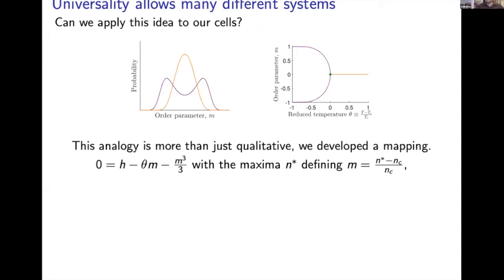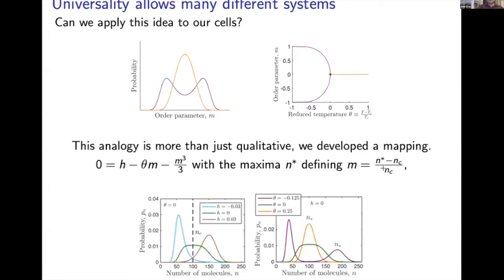And it turns out that this analogy between the biochemical feedback system and the Ising model is more than just qualitative. It turns out that the mapping is actually exact at the bifurcation point, at the critical point for the Ising model, for the statistical physics system. And they have exactly the same math if you define the coordinates properly, right? So for that, you have to define the maxima n star, and you have to define the magnetization with this parameter nc.